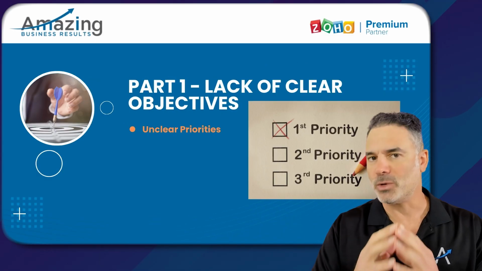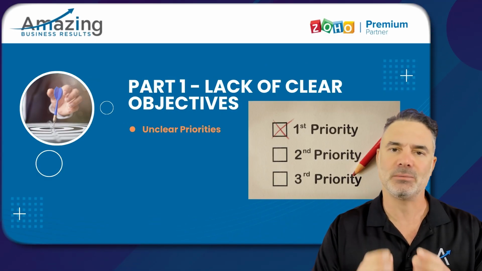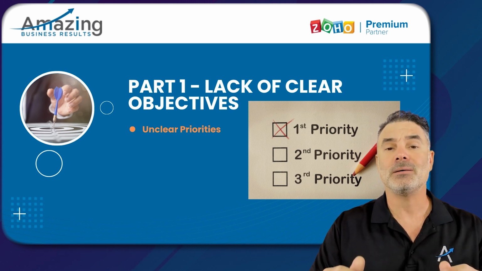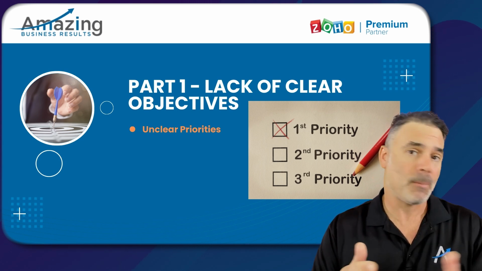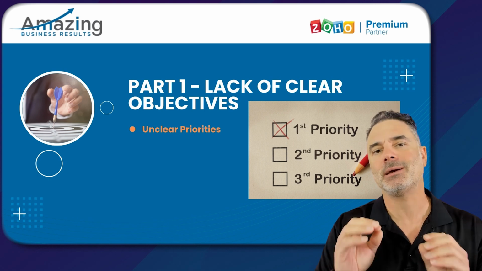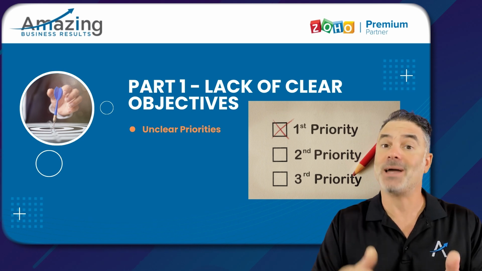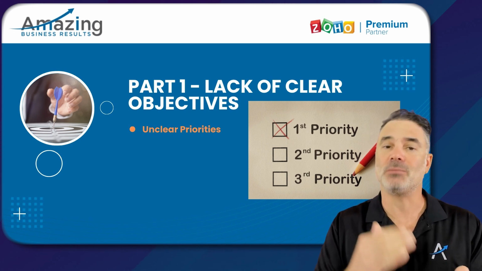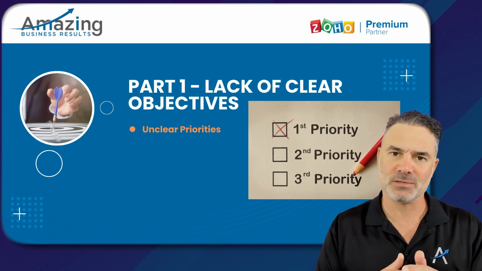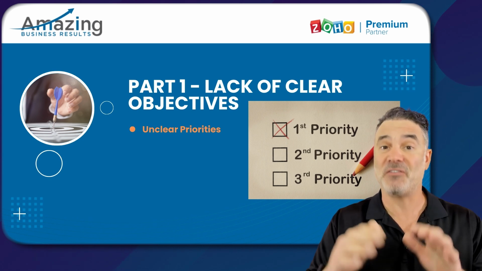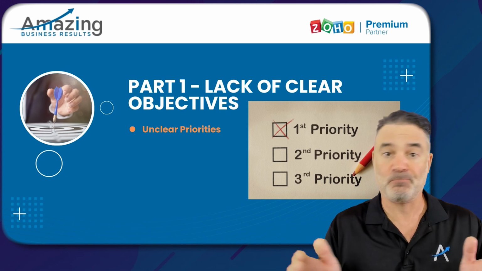Right now we are starting with point number 1, and this is unclear priorities. When starting any project, including a CRM project, there need to be clear objectives. What are you trying to achieve? There might be business objectives or technological objectives. A business objective will be, fix my CRM system. A technological objective will be, connect Gmail with my CRM. In any case, there will be some kind of an objective.